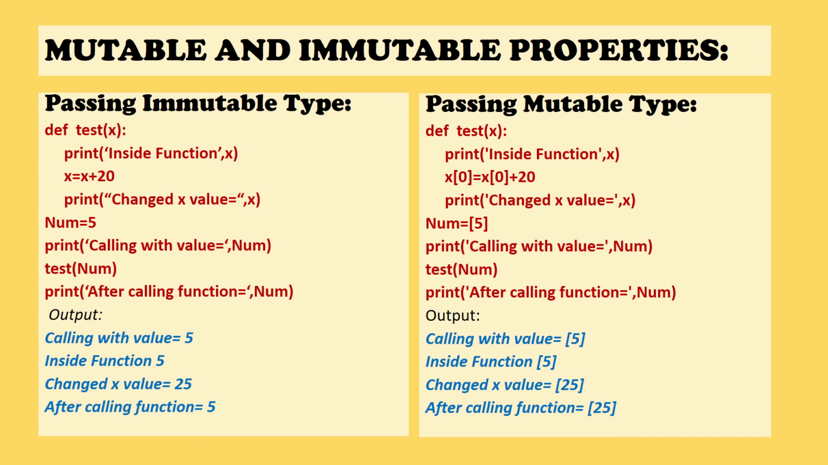You have to be very careful about what type of value you are passing, whether mutable or immutable data. When you pass an immutable data type, whatever changes you make inside the function will not be reflected in the calling program or caller function. However, when you pass a mutable data type, whatever changes you make to the formal parameter will be reflected back to the actual parameter, right?